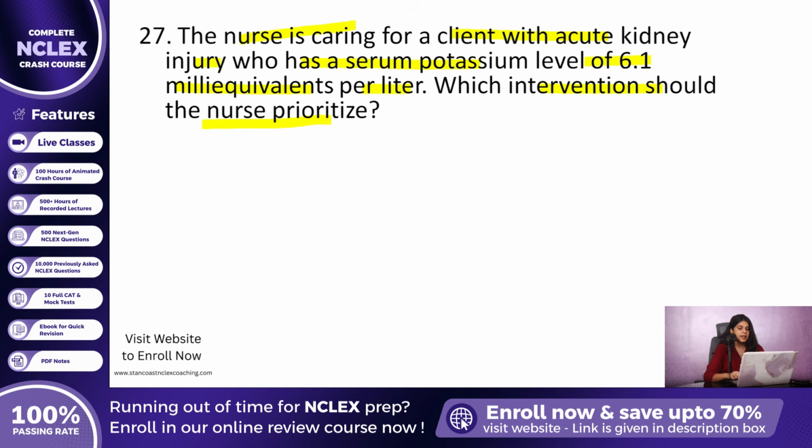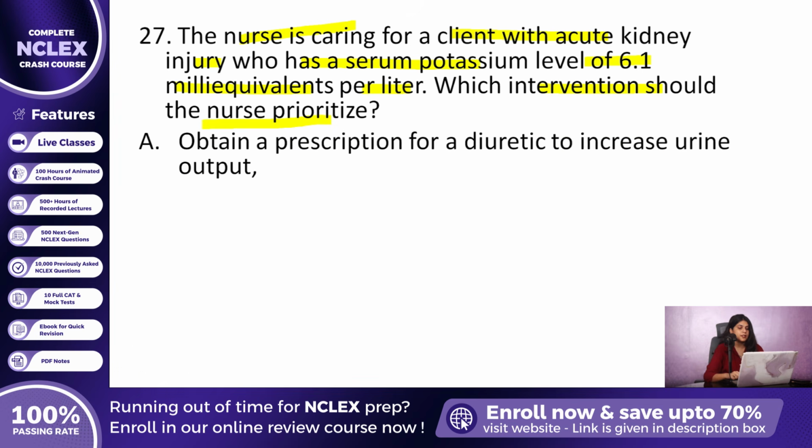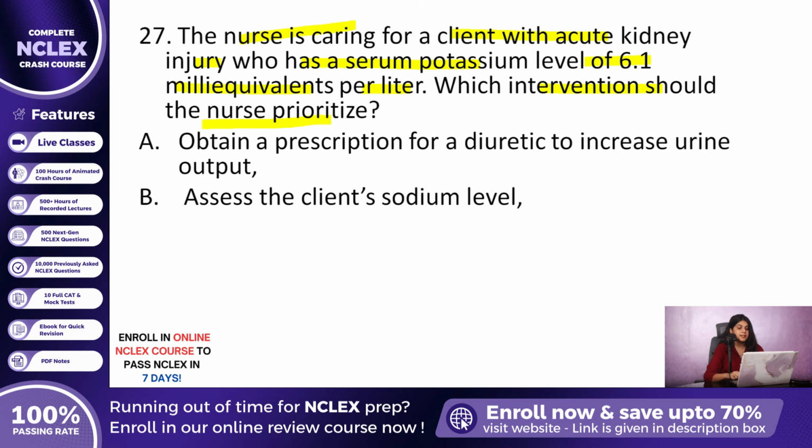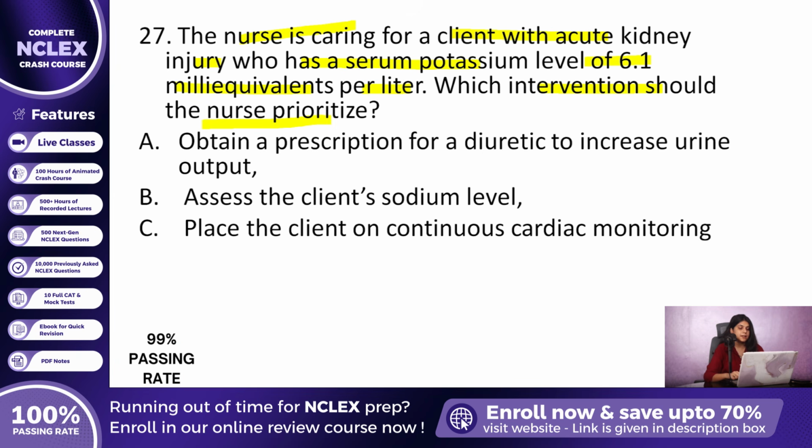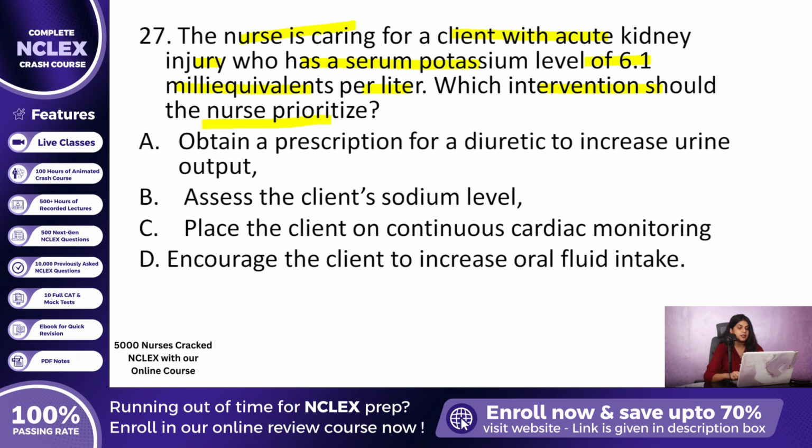The options are A. Obtain a prescription for a diuretic to increase urine output. B. Assess the client's sodium level. C. Place the client on continuous cardiac monitoring. Or D. Encourage the client to increase oral fluid intake. The correct answer is option C. Place the client on continuous cardiac monitoring.